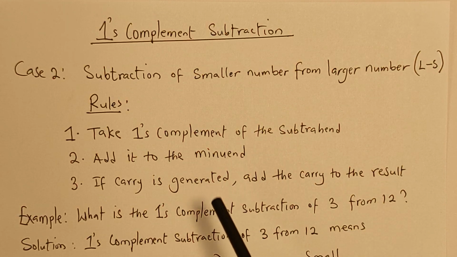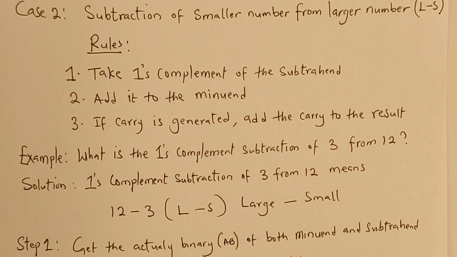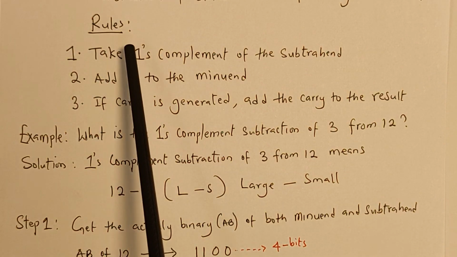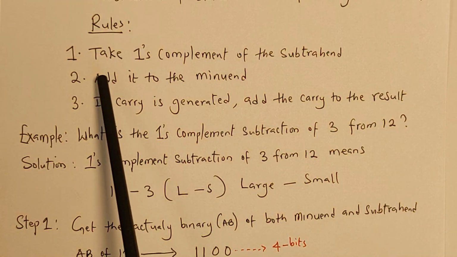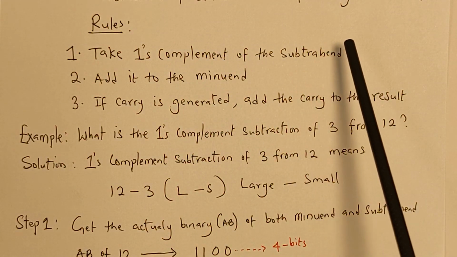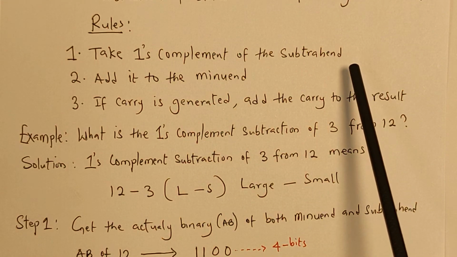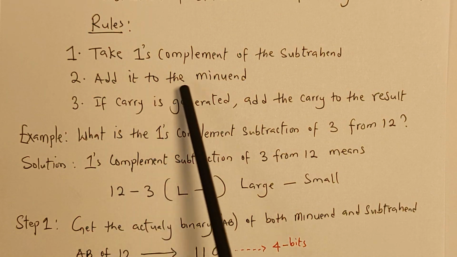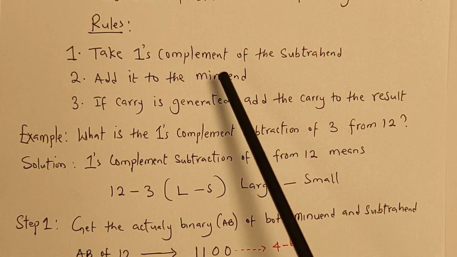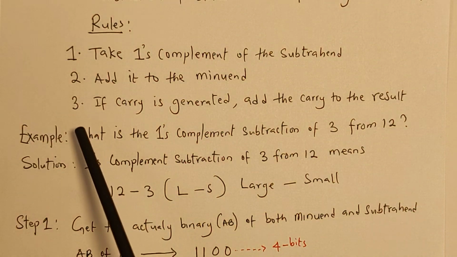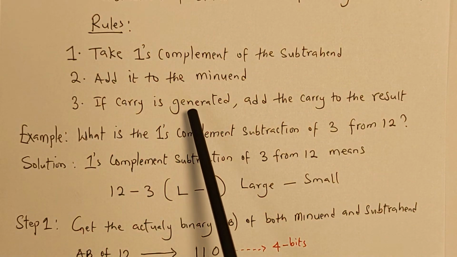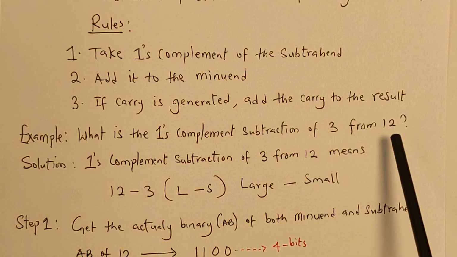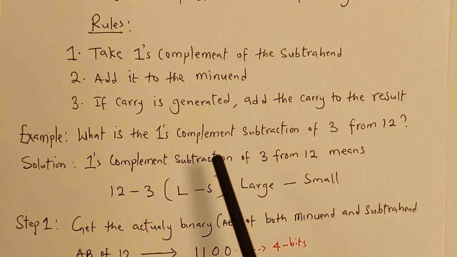Now let's go straight into the rules that are going to guide us in solving this kind of questions in the exams. The first rule says take 1's complement of the subtrahend. Remember what subtrahend is? The second rule says add it to the minuend. I guess you all remember what minuend is. The third step says if carry is generated, add the carry to the result. You're going to see all of these rules in action very soon when we take the first example.